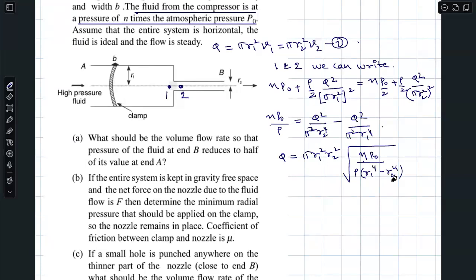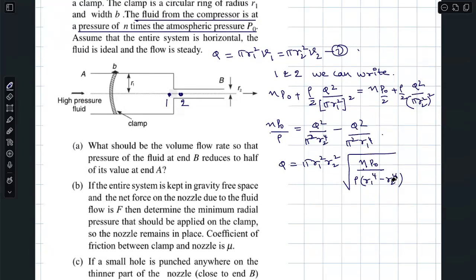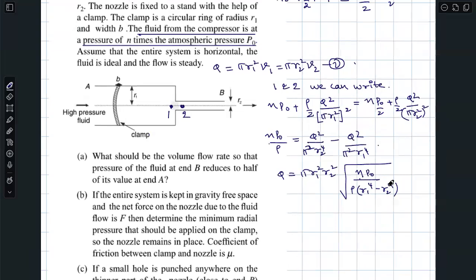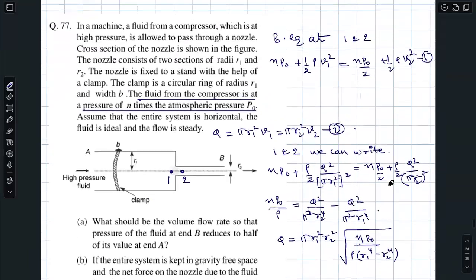Any doubt? Boys and girls, very, very, very good question. Do not compromise on this. Simple question actually. Only thing is that you need to understand what they are expecting.